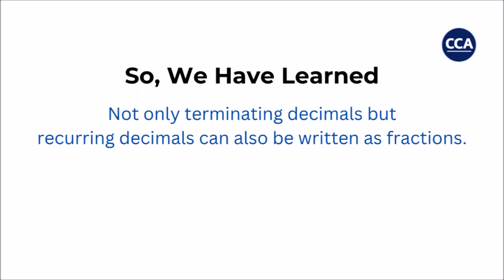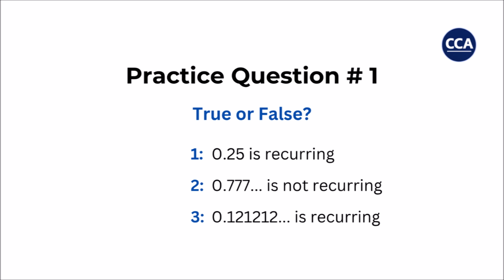So far, we have learned that not only terminating decimals, but recurring decimals can also be written as fractions. For example, 0.3 bar is 1 over 3. 0.6 bar is 2 over 3. 0.5 bar is 5 over 9. Let's test your understanding quickly. Answer these true or false questions. Pause the video here and try to solve. Here are the solutions. First 2 statements are false, and only the third one is true.